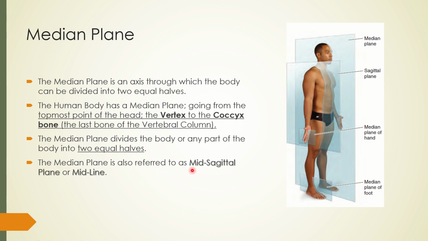The median plane is also called the mid-sagittal plane or the midline. Okay, look at the image. There is the median plane, which is from the vertex to the coccyx bone and is dividing our body into a left part and a right part.